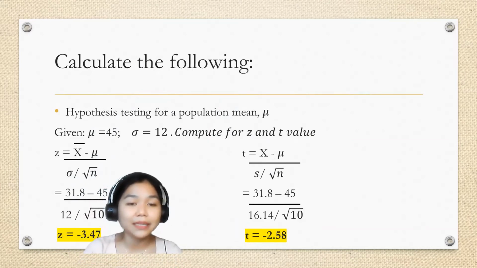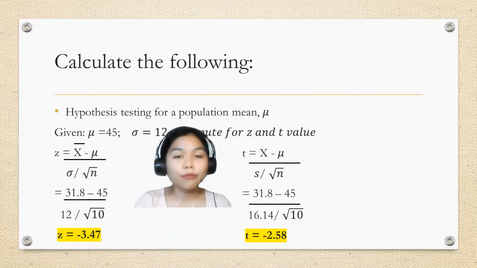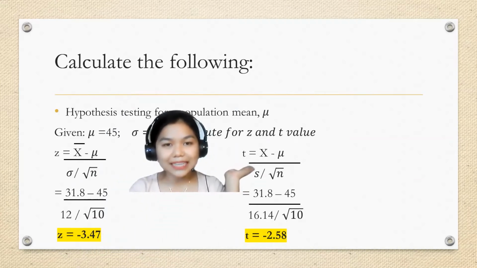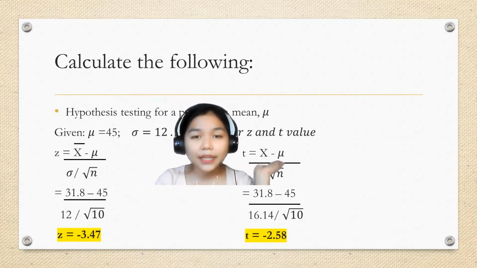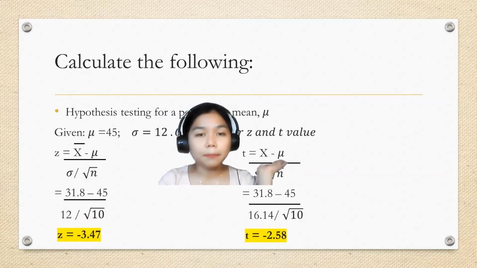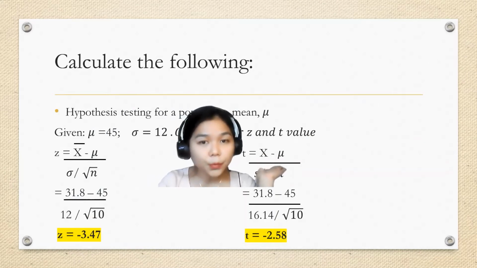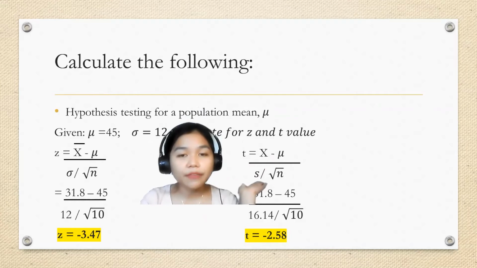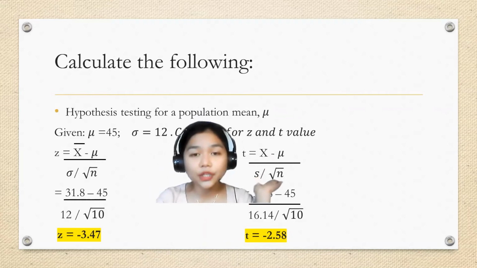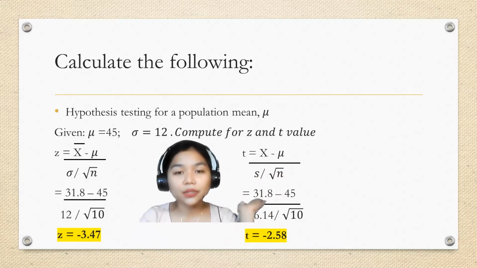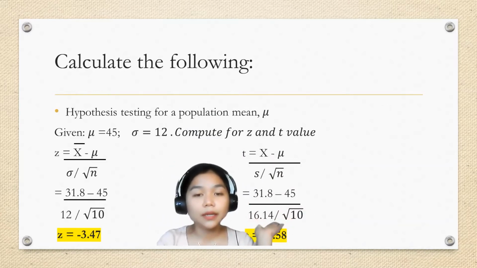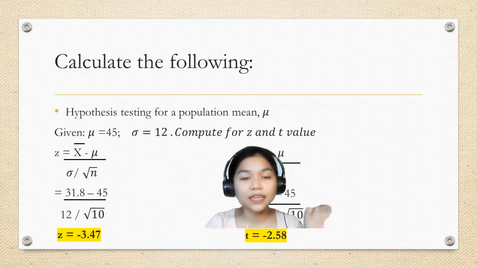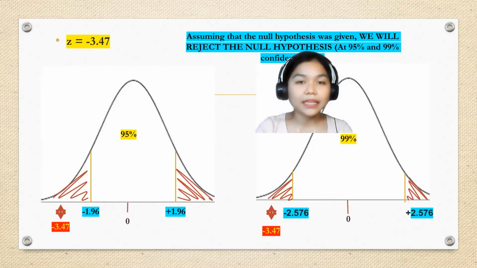So we have negative 3.47 for our Z value. For our T value or tested T statistic, this should have a bar. So mean minus mu over the standard deviation divided by the square root of the sample size. So 31.8 minus 45 over 16.14 divided by square root of 10. The answer is negative 2.58.